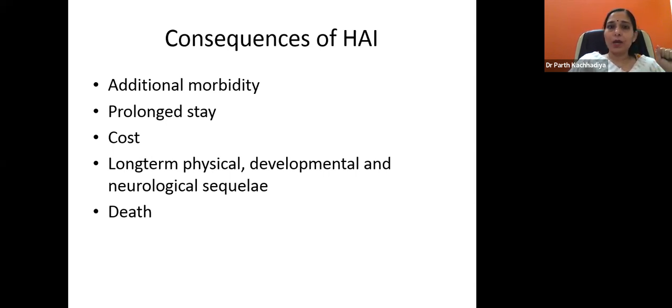And why are we concerned? Because the consequences of HAI are not good. They add to the morbidity of the patient. There is a prolonged stay, length of stay increases, so it will add to the cost. And ultimately, long-term physical, developmental, and neurological sequelae. This is both to the patient and relatives, and finally it goes to the social level also. And at times you may end up with mortality. So these are the very bad consequences of hospital-acquired infection. So we need to implement the preventive strategies in the ICU.